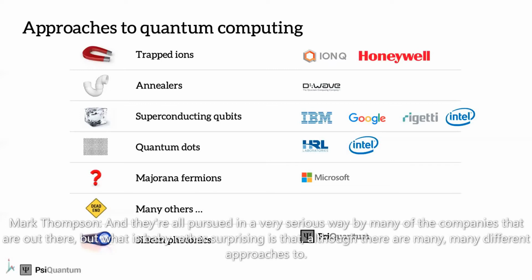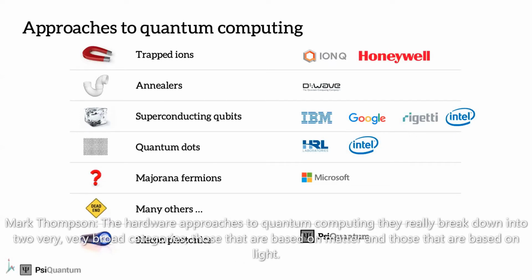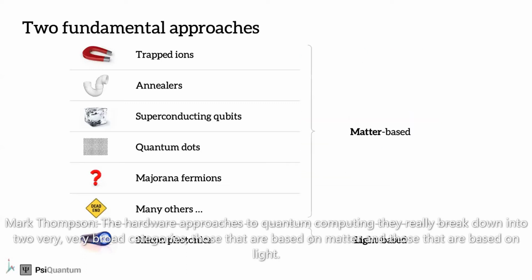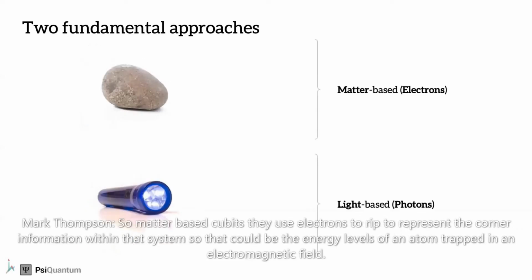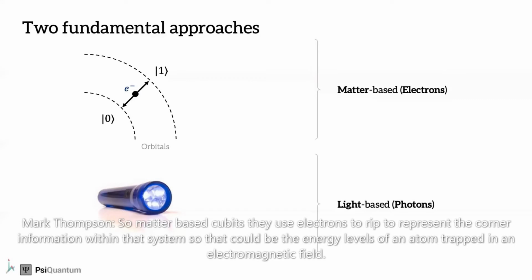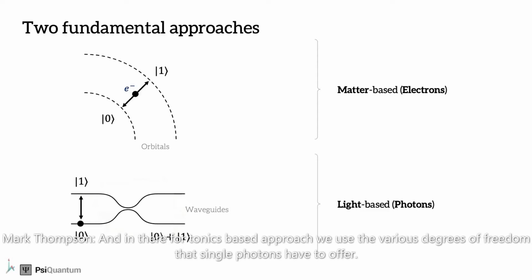But what is maybe rather surprising is that although there are many different hardware approaches to quantum computing, they really break down into two very broad categories: those that are based on matter and those that are based on light. Matter-based qubits use electrons to represent the quantum information within that system. That could be the energy levels of an atom trapped in an electromagnetic field. And in the photonics-based approach, we use the various degrees of freedom that single photons have to offer.